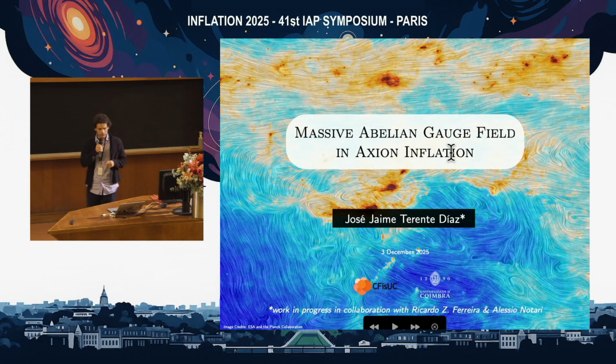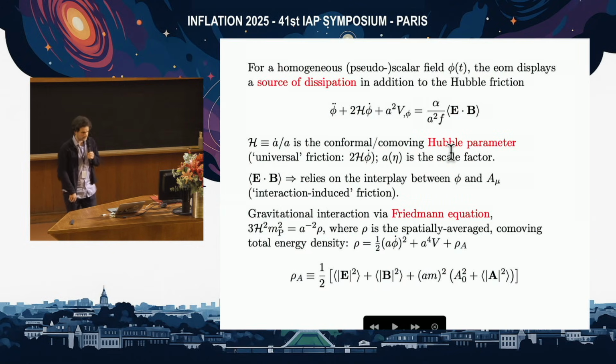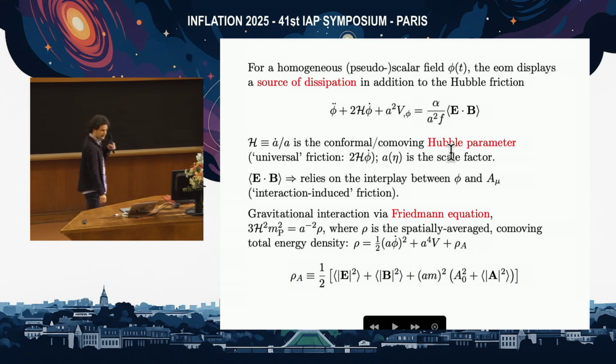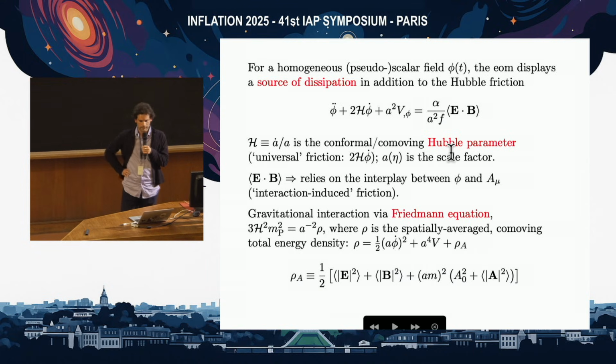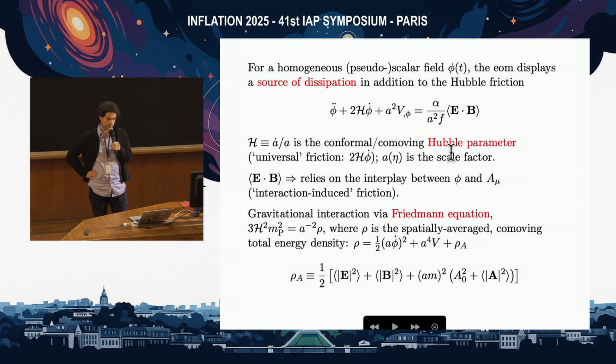And this back reacts on the evolution of the scalar field, as you can see here in the case of the homogeneous evolution. The E dot B would correspond to the back reaction term on the homogeneous level. And as you see, it acts as an additional source of dissipation. In addition to that, we also have back reaction on the Hubble expansion rate because of the presence of this comoving energy density of the gauge fields.